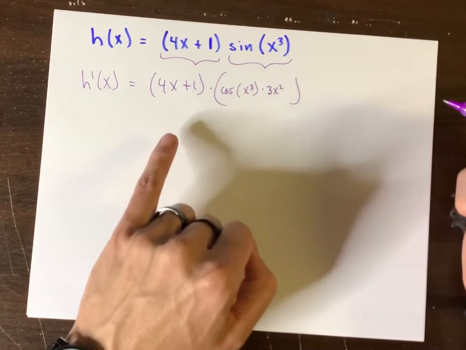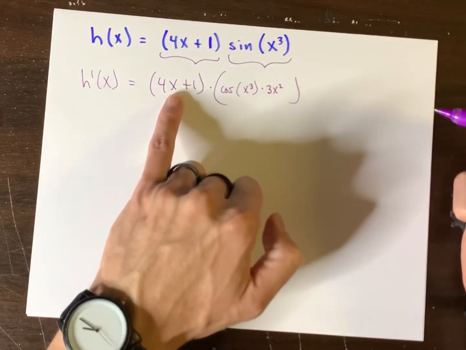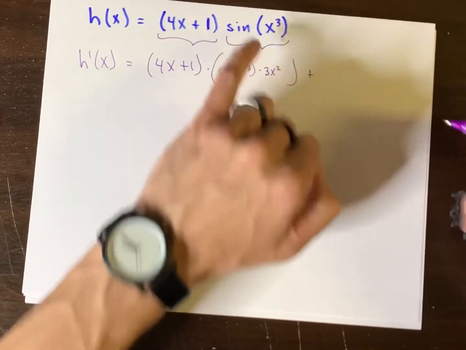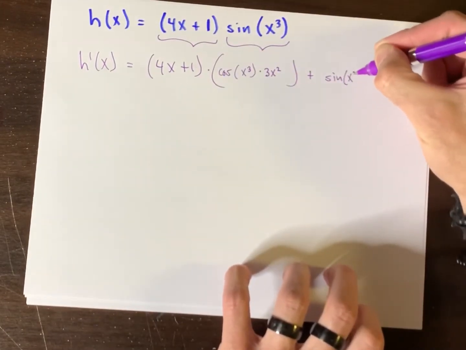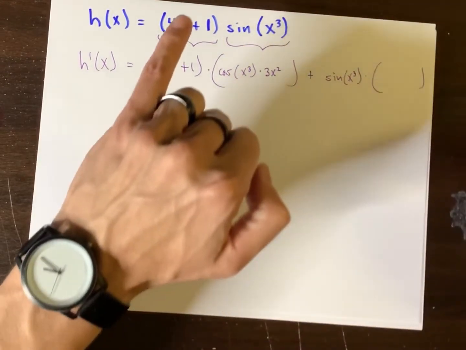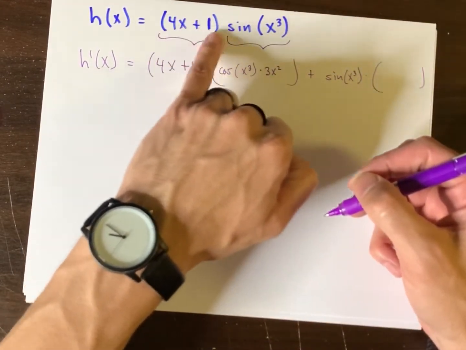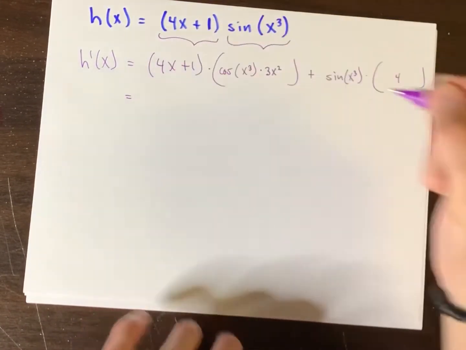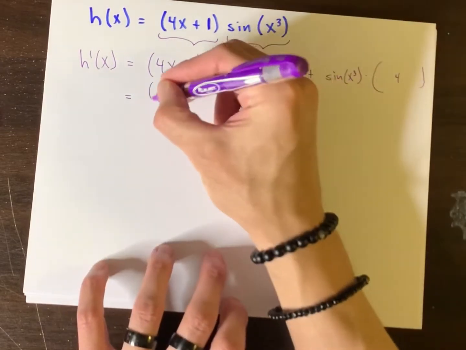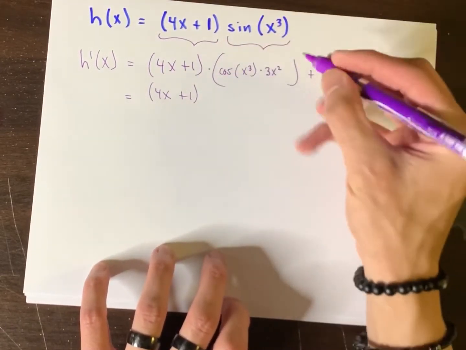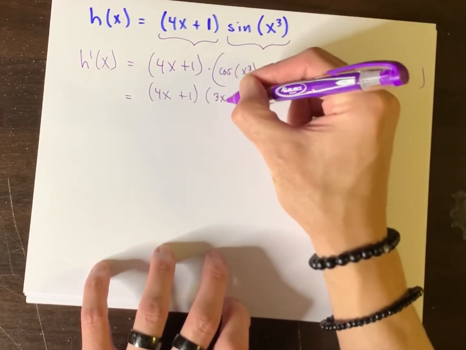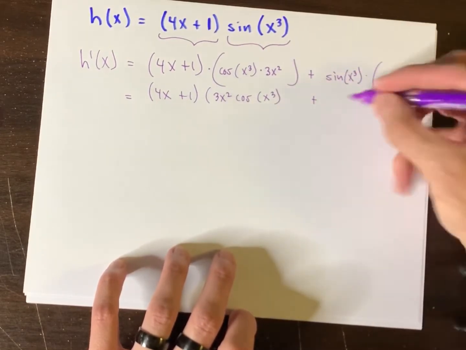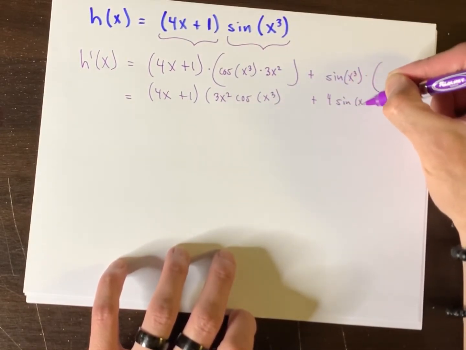So I've done the first times the derivative of the second. Boom. Now it's plus the second piece times the derivative of the first piece. And what's the derivative of all of this? It looks like it's just going to be 4, isn't it? So let's clean this up just a little bit. We can keep this 4x plus 1, and we can call this piece here 3x squared cosine of x cubed, plus 4 sine of x cubed.